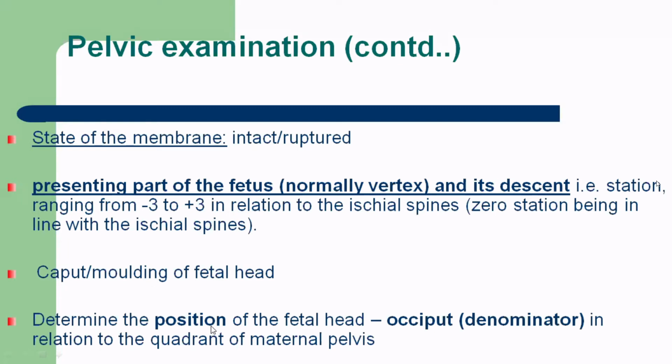Also determine the position of the fetal head. Where is the occiput in relation to the quadrant of the maternal pelvis? So the 8 occiput positions we already discussed, whether it is anterior, posterior, or left or right.